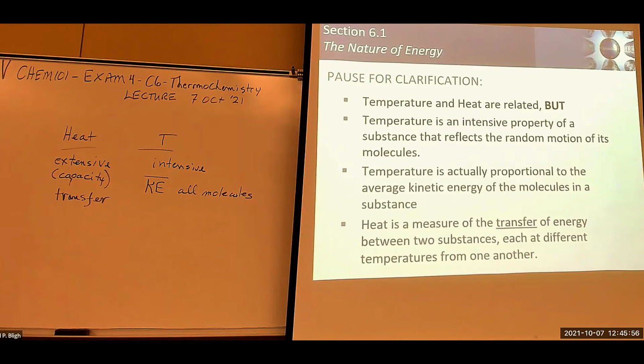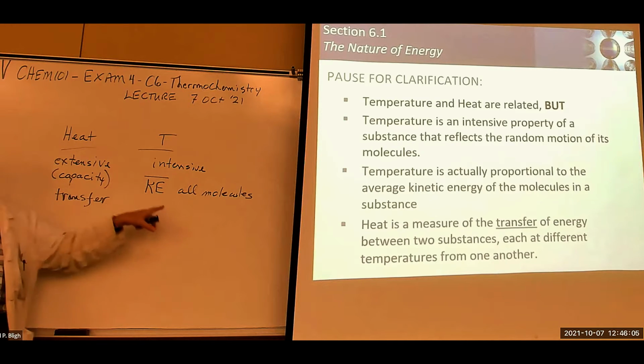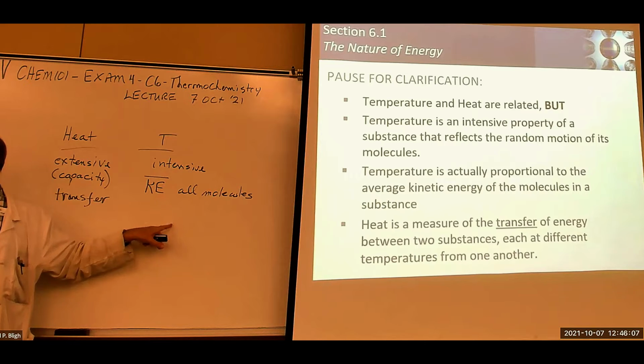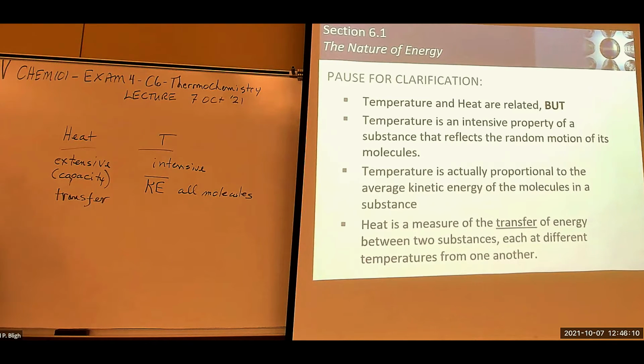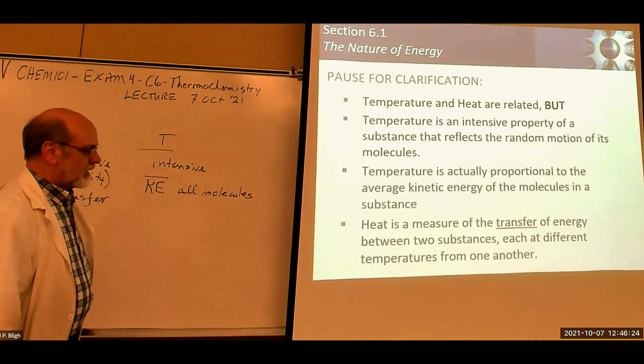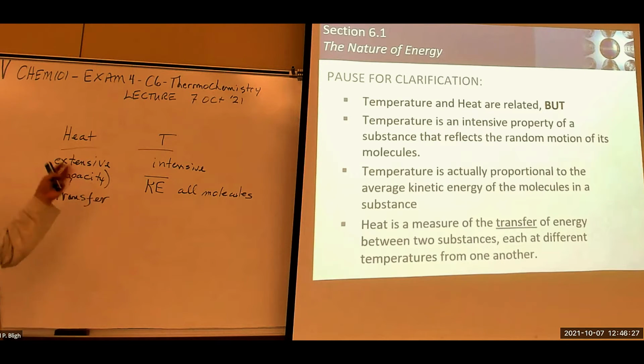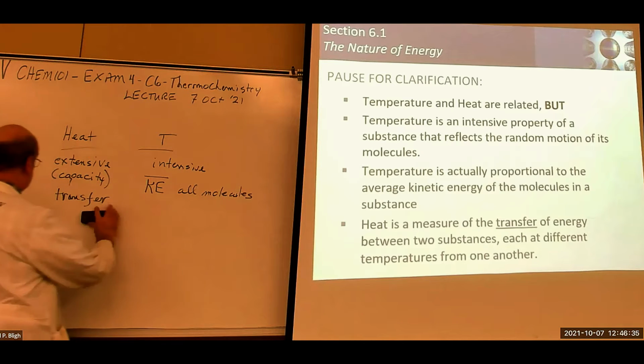Now, where are they related? They're related because the only way we can measure this transfer of heat is with a change in temperature. So if one object is hotter than the other one, when you bring them together, then heat will be transferred from the hot object to the cold object. It's always spontaneously from high temperature to low temperature. Okay, so those are the fundamental differences between temperature and heat. I mean, they're first cousins, and they cooperate, but they're not the same.